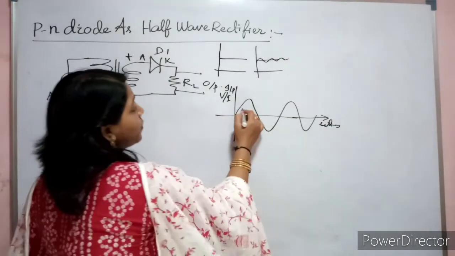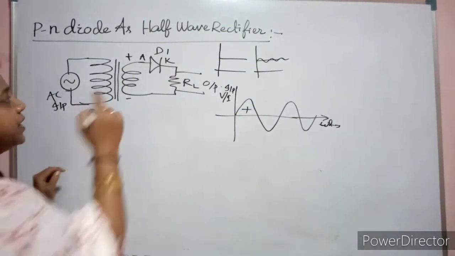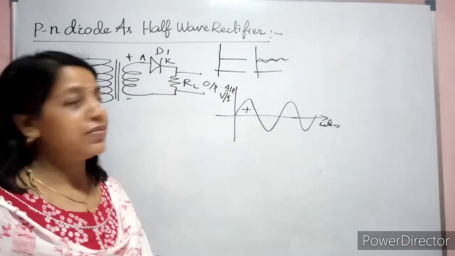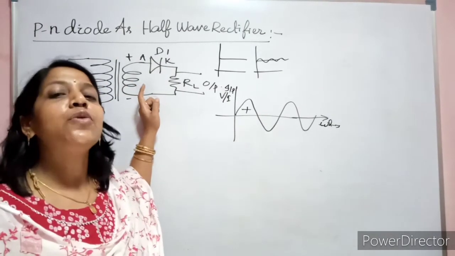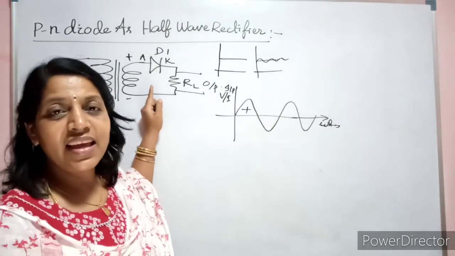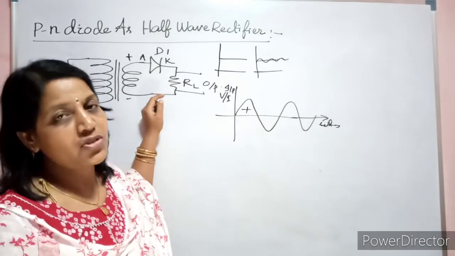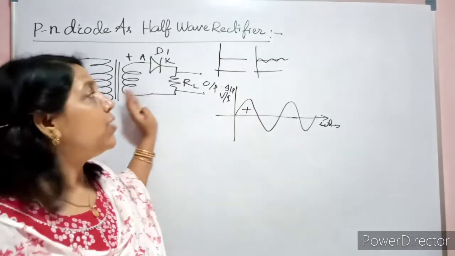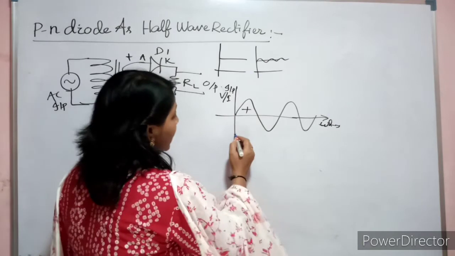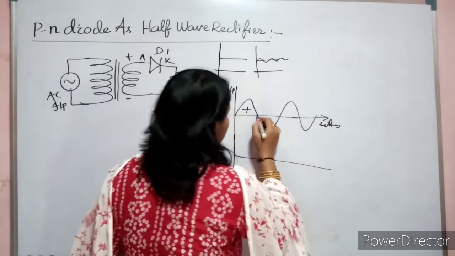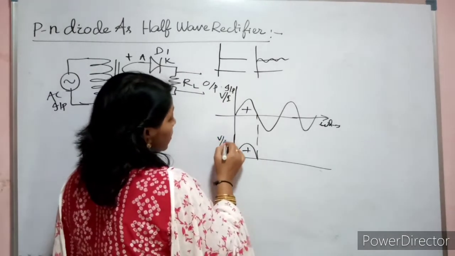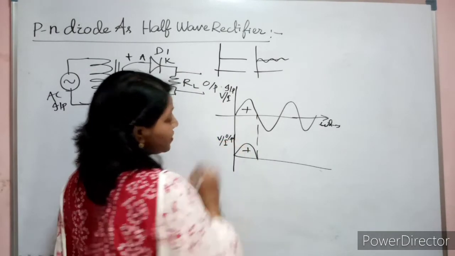During this positive half cycle, your anode will become positive and the cathode will be negative. Now your diode will become forward biased. When the diode is forward biased, it acts like a short circuit, or it allows the current to pass through it. So whatever you give, you will get across the output like this, voltage or current across the output.